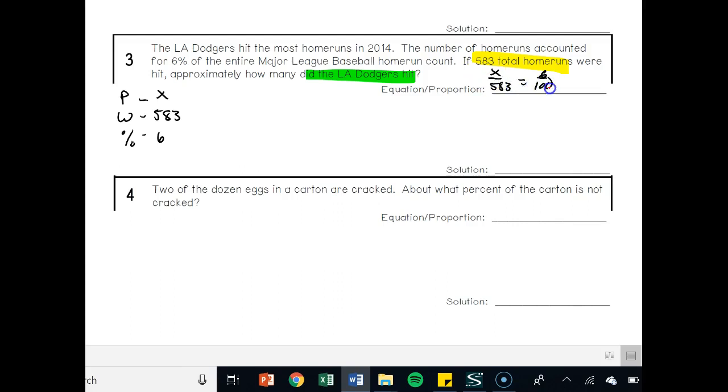And we cross multiply, so 100 times x, so 100x is equal to 583 times 6 is equal to 3,498. And then we finish off by dividing both sides by 100. So x is equal to 34.98. And it says approximately, so it means that approximately 35 home runs were hit by the Dodgers.